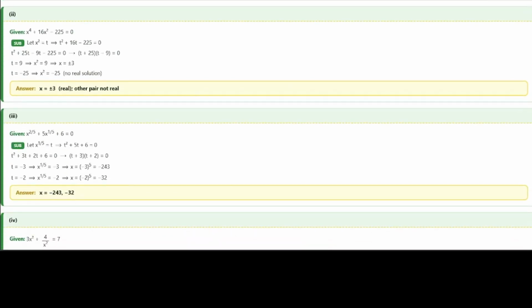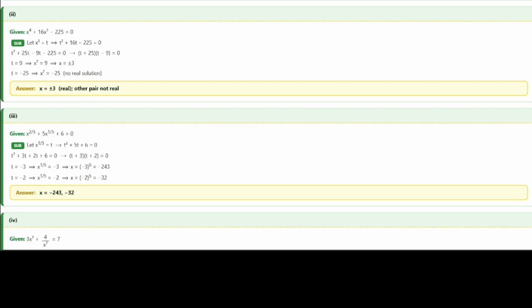Moving on to the second part of question number 2, here we have x power 4 plus 16x square minus 225, and that's equal to 0. We can take x square and let it be equal to t. So our equation is t square plus 16t minus 225, and that's equal to 0. Now we're going to be solving this again by factorization method, although you can use various types of methods like the completing square method or graphical method.